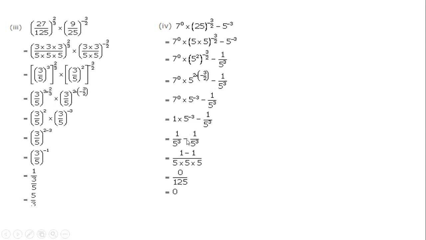Same values are there, subtraction is there. You can directly write 0. But if you want to solve this, the LCM is 5 cube, 1 minus 1 is 0, 0 by 125, this is 0. Otherwise, you can skip these two steps. You can directly write 1 by 5 cube minus 1 by 5 cube is equal to 0.